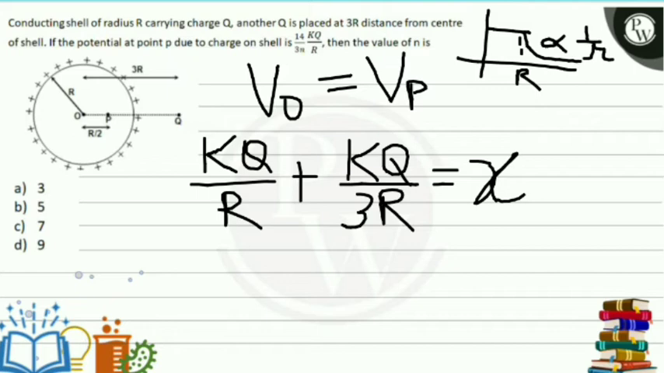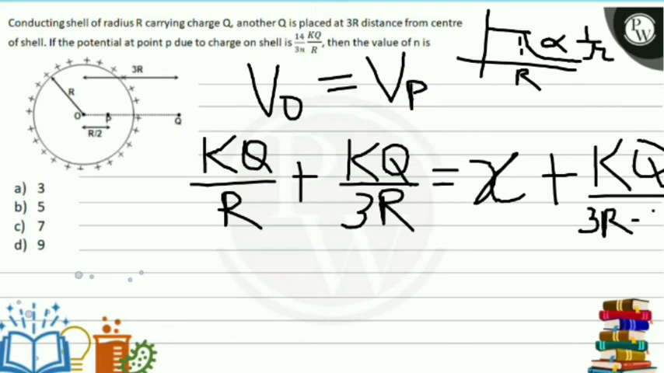So let us say that the potential at point P due to these redistributed charges present in the shell is x, plus the potential at point P due to this external charge capital Q. Now we write this as K, the external charge capital Q, by the distance from point P, which is 3r minus r by 2. What is it? It is nothing but 5r by 2, right? It's 5r by 2.